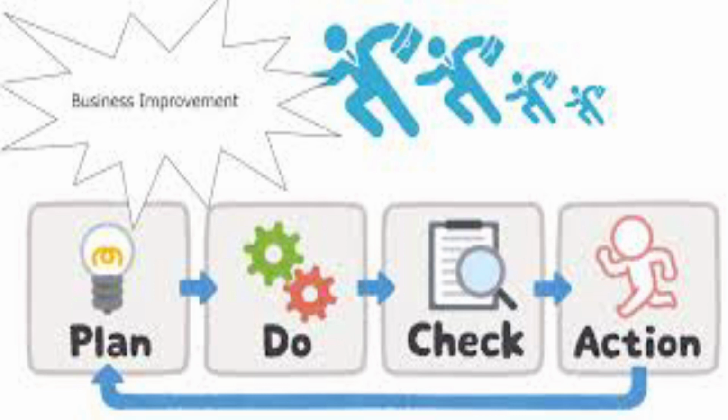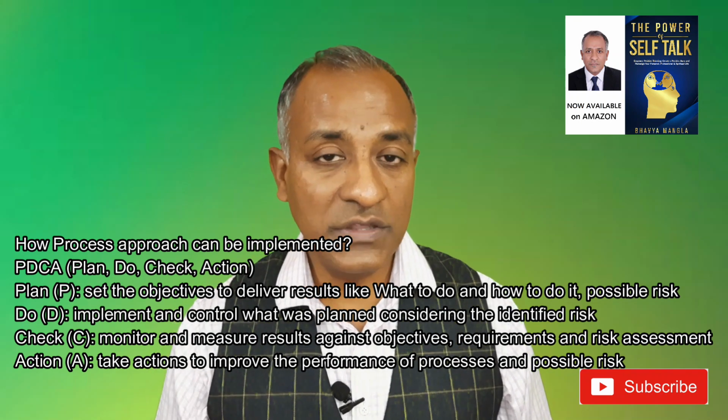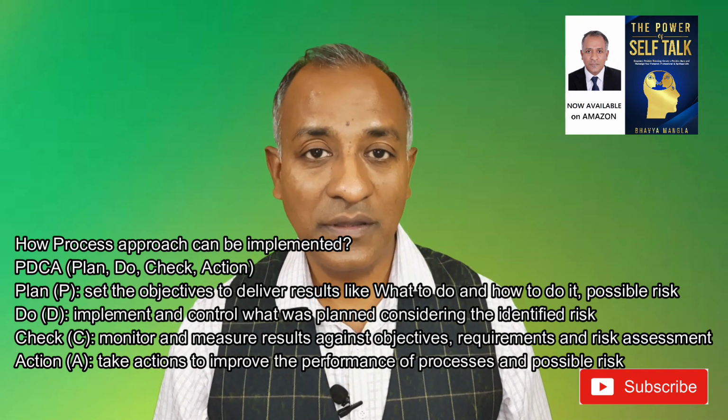Then comes the third part, C, check. Now we check whether whatever we planned, we have achieved or not. Whatever target we set, whether we are achieving it as per the customer requirement or the organization requirement. Here we also look into the risk part: whatever risk we identified in the beginning, have we worked effectively with respect to that, or have we failed somewhere.